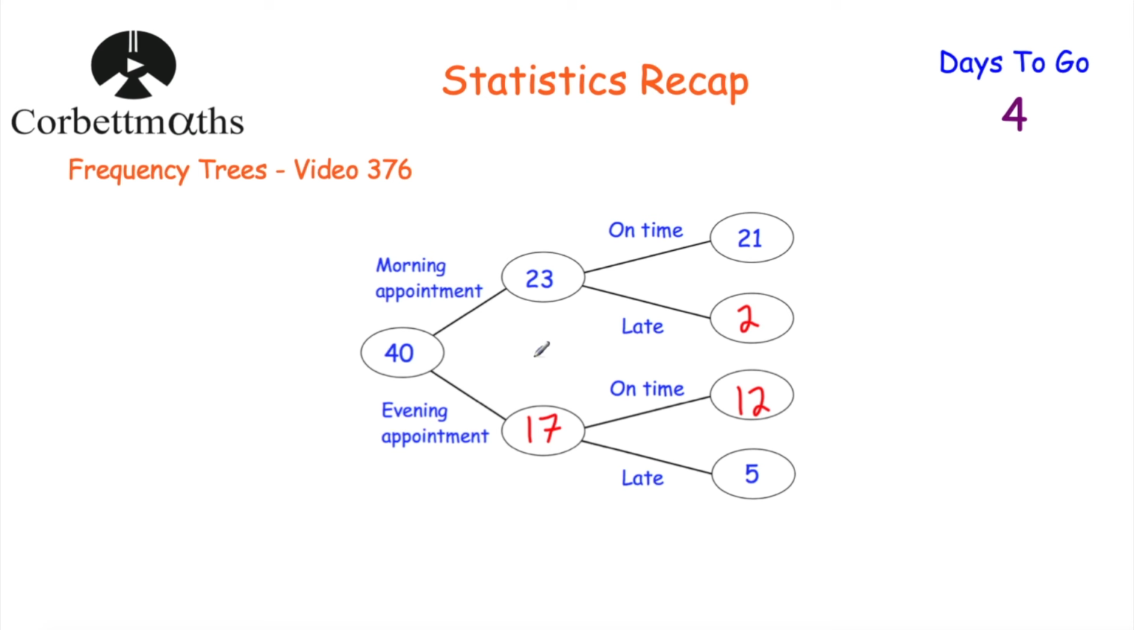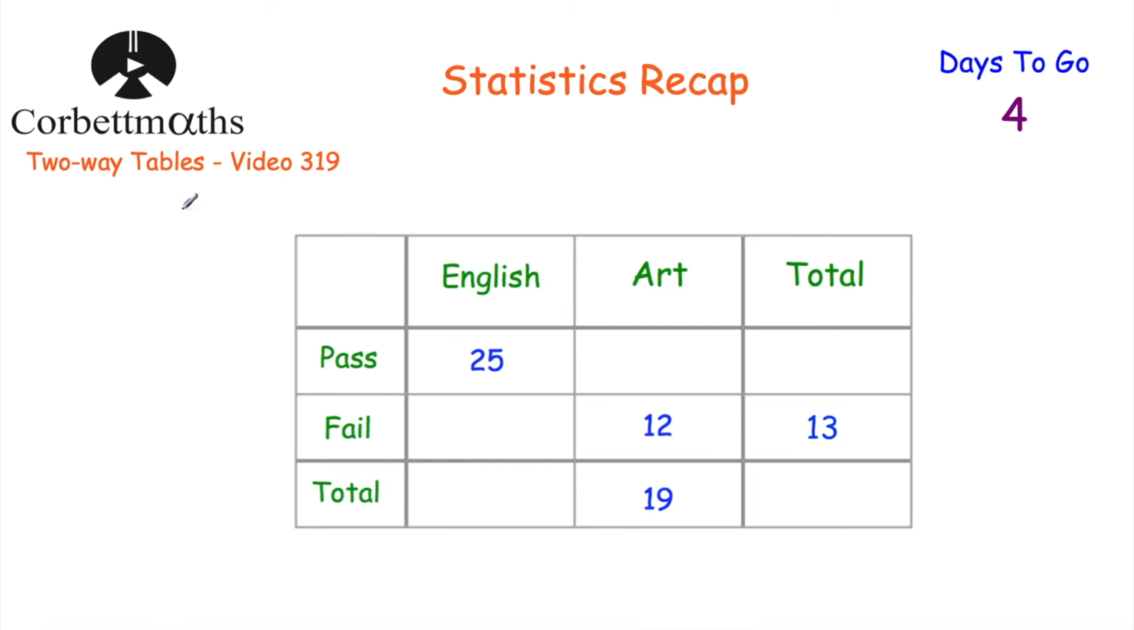So you might be asked to complete a frequency tree, and that's quite important. Also, you might be given questions where you've got to write down, for instance, what fraction of the morning appointments were late. Then that'd be 2/23 and so on. So make sure you're able to answer questions involving fractions whenever you're dealing with frequency trees. Okay, next topic, two-way tables.